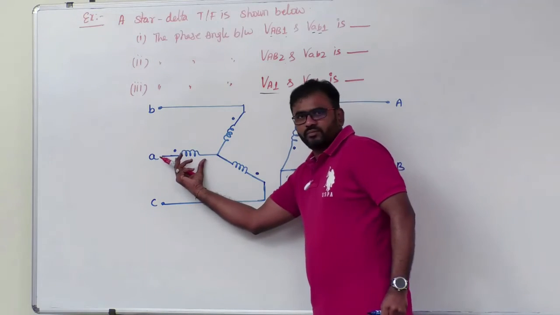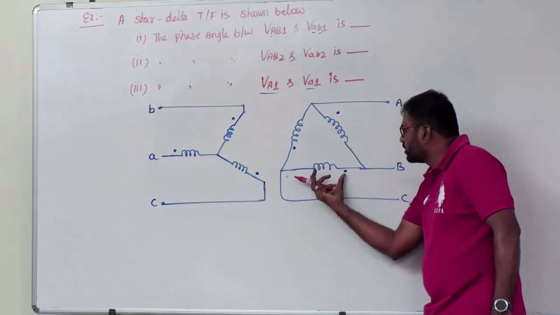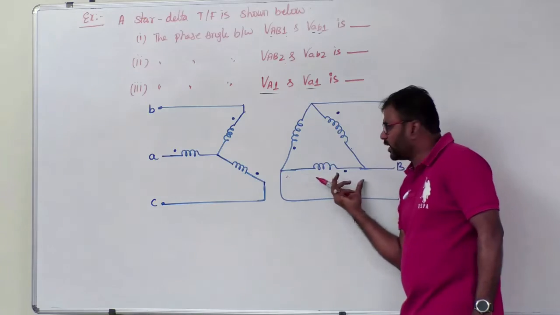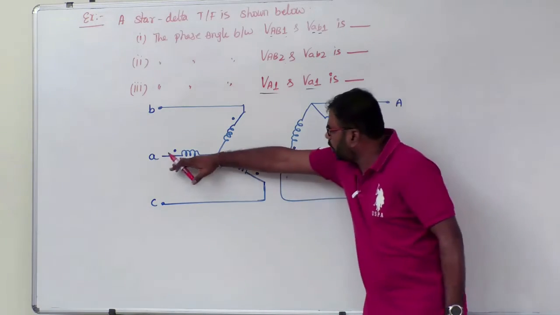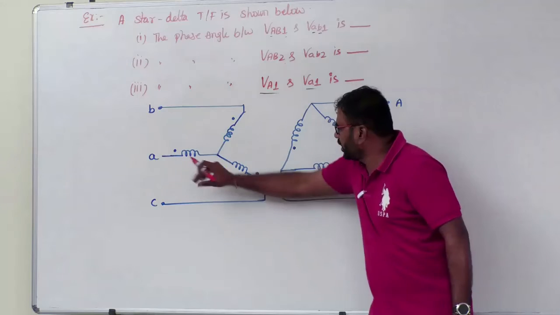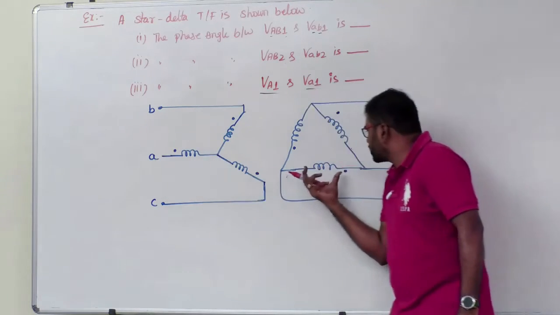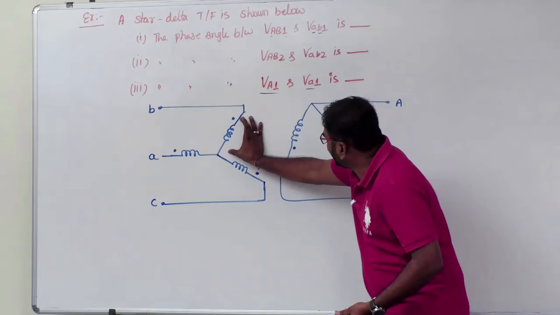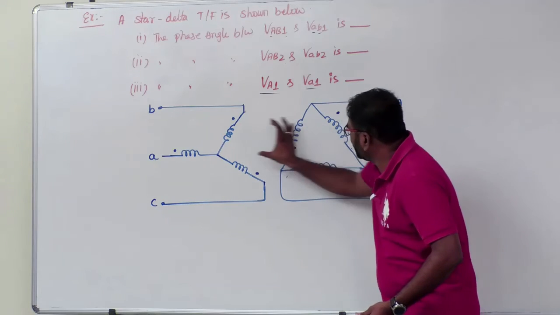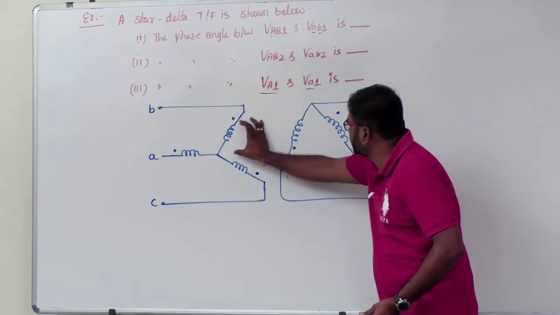This winding and this winding are in phase now. According to the diagram, this winding and this winding are in phase. They are drawn horizontally, correct or not? So that means this voltage and this voltage will be in phase. And similarly, this winding and this winding are drawn similarly. That means this winding and this winding are in phase.